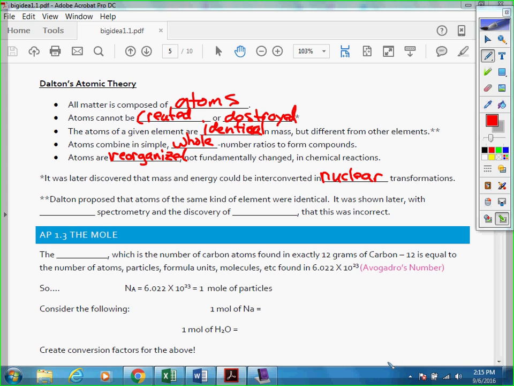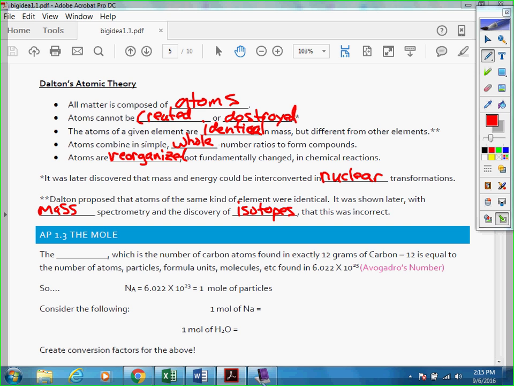And Dalton proposed that atoms of the same kind of element were identical. It was later shown with mass spectrometry and the discovery of isotopes that this was incorrect. Mass spectrometry. I don't know why I can't speak.